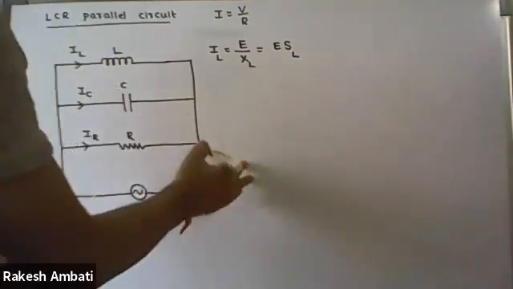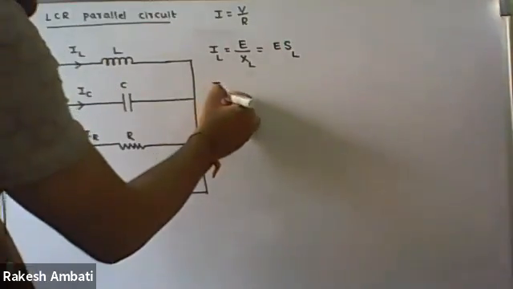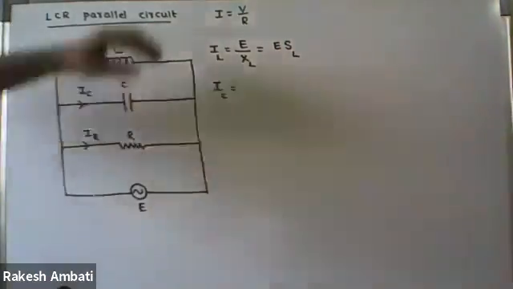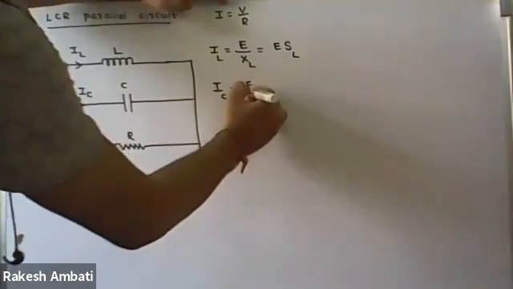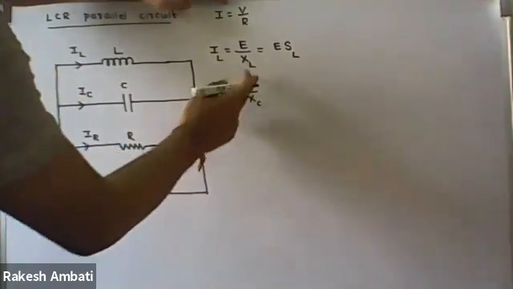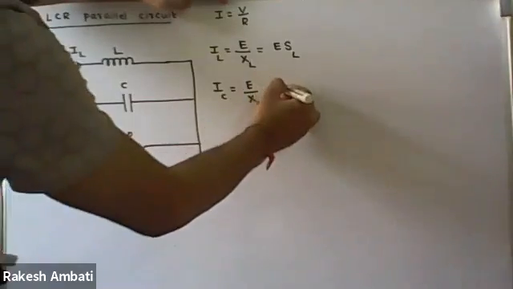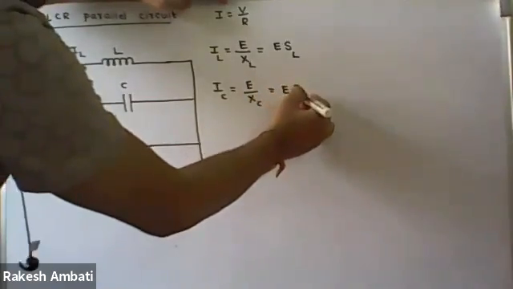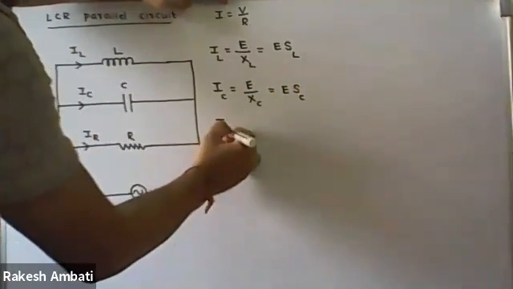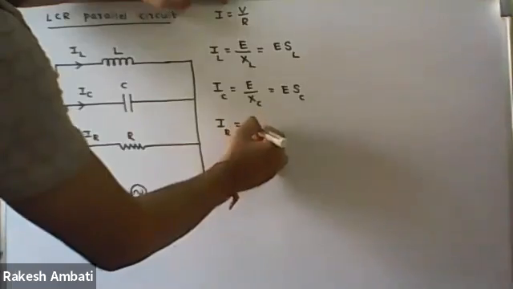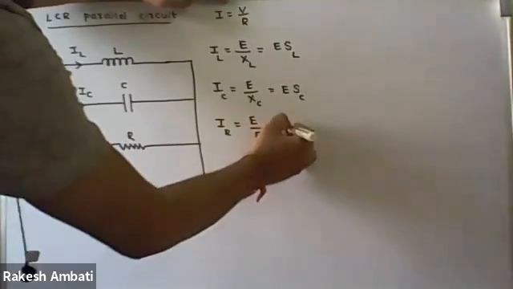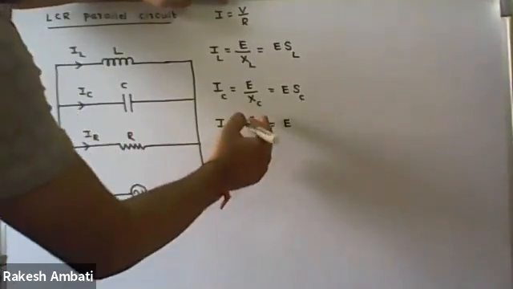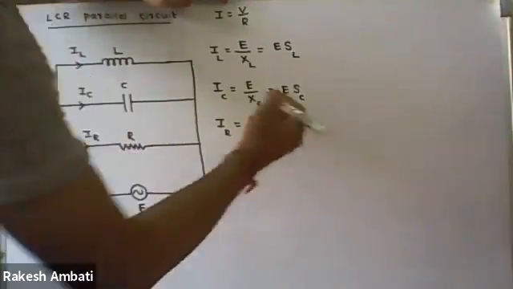SL. In the same way, how to find the current passing through capacitor? E upon XC. Reciprocal of reactance is susceptance, so E SC. Then IR, current passing through resistance, is E upon R, that implies E into 1 by R. Reciprocal of resistance is conductance G.